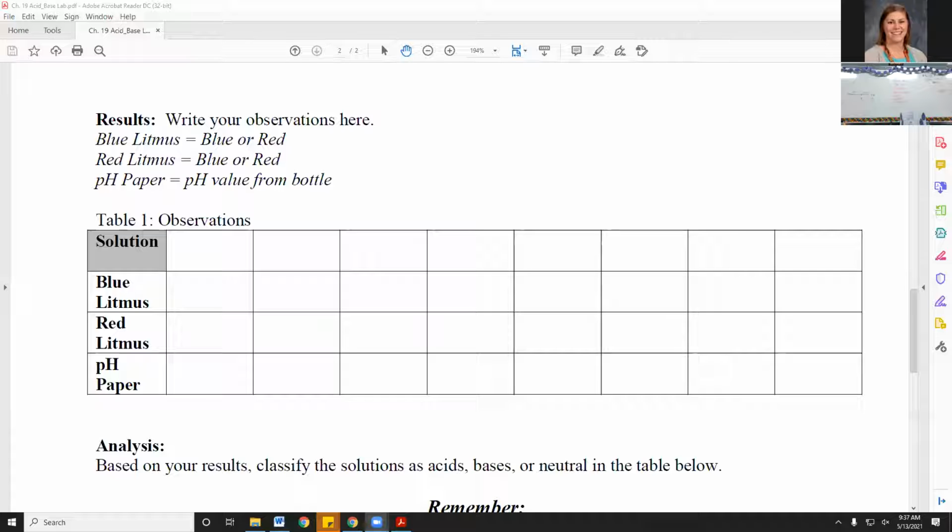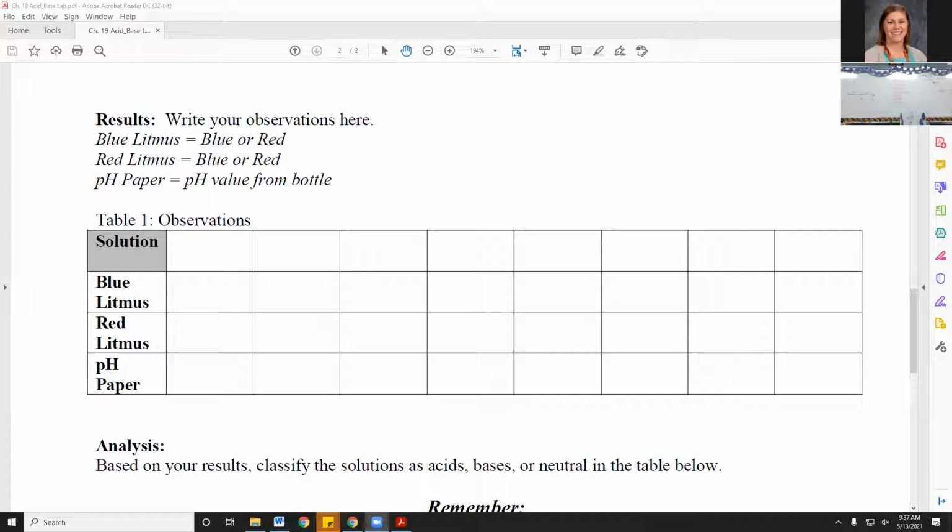So when it's a neutral solution, it could have this situation: it's blue for blue litmus, it's red for red litmus, and it has a pH of about between 6 and 8. Okay, so the blue litmus will only change to red if it is in fact acidic. It will stay blue if it's neutral or basic. Okay, same thing with the red paper. If it's a base, it'll turn blue, but if it's acidic or neutral, it will stay red.